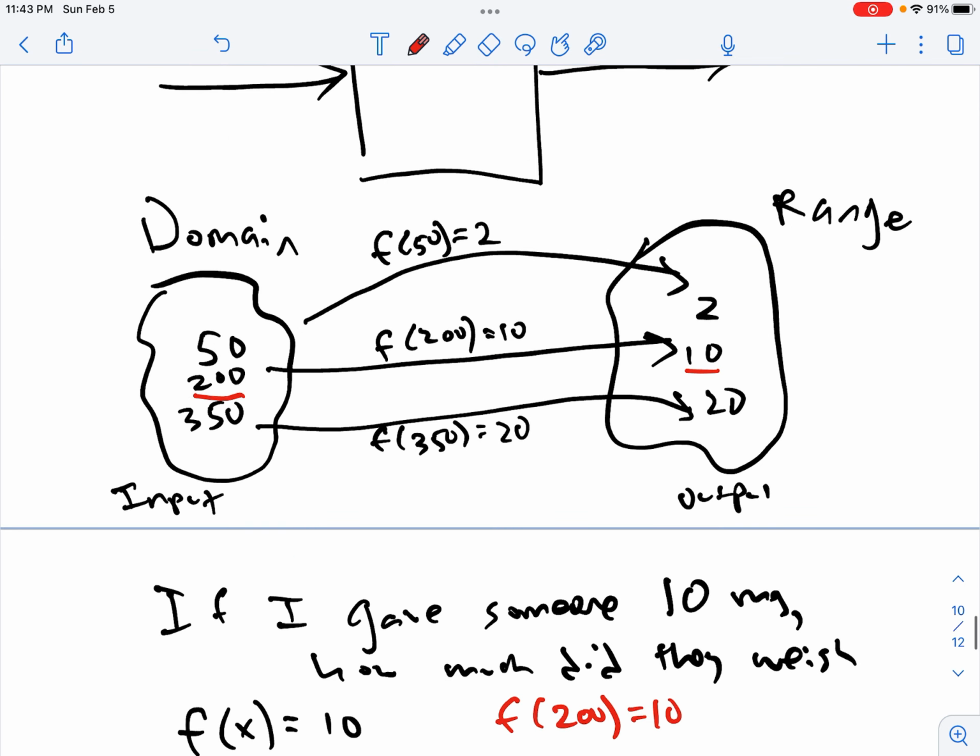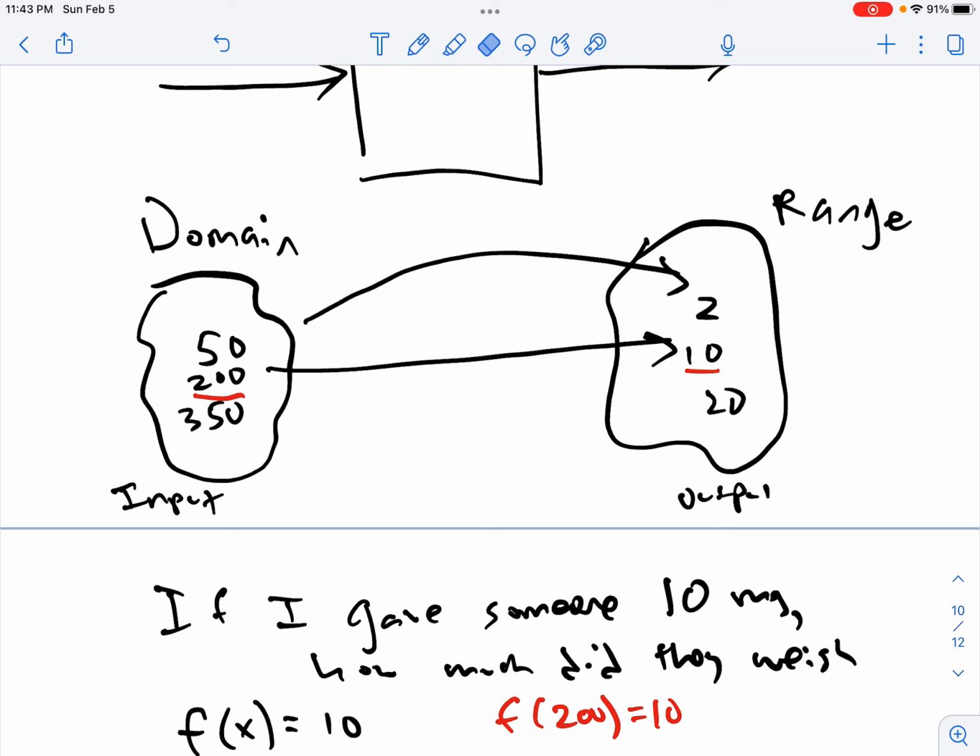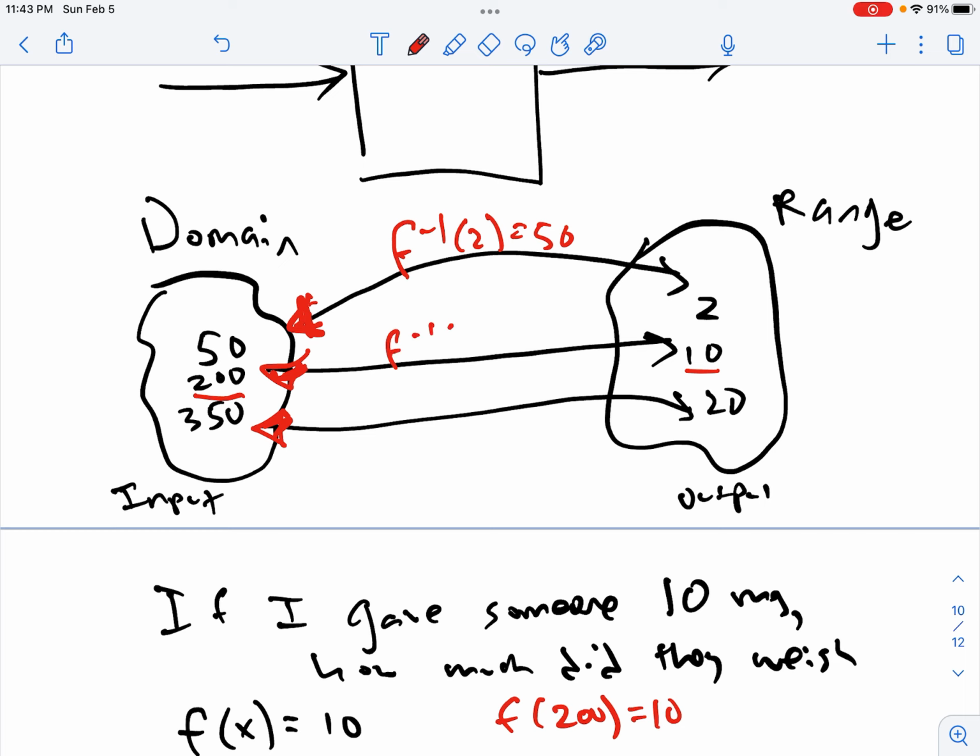Let me go through here now. We're going to erase these and I'm going to write these arrows now. Let's see if we can just change these arrows around. So now the arrows are going this way. And I would say f negative 1 of 2 equals 50. f negative 1 of 10 equals 200. f negative 1 of 20 equals 350. So the inverse function flips that direction around.